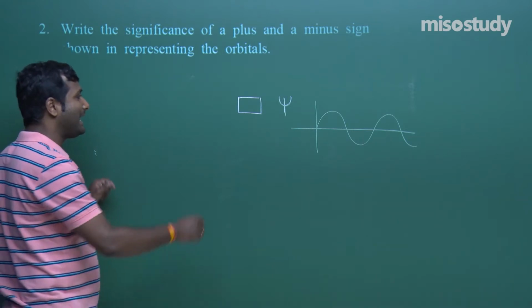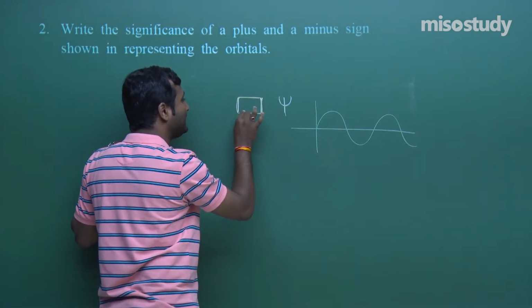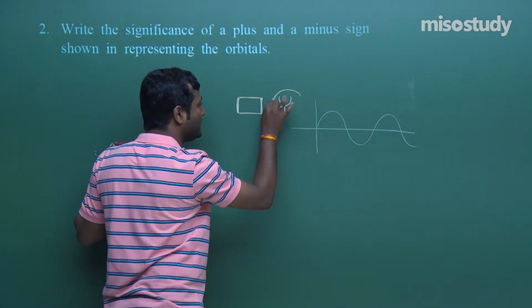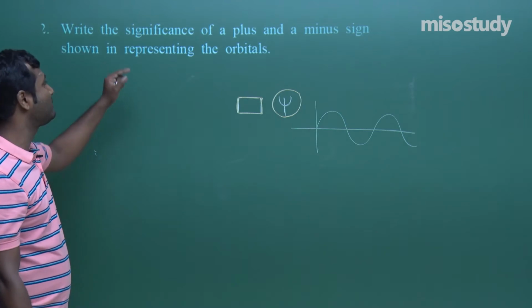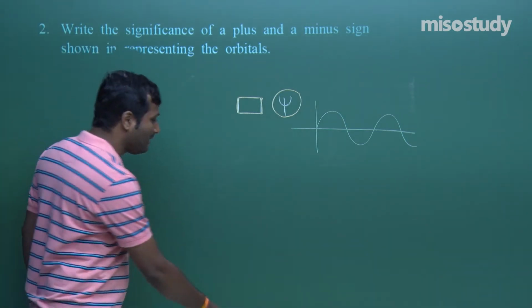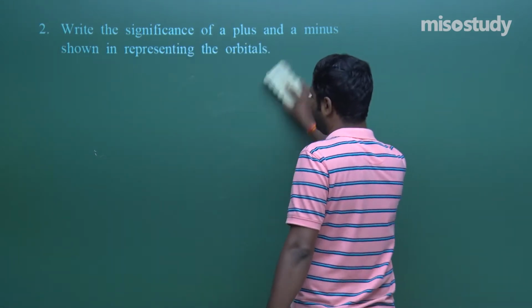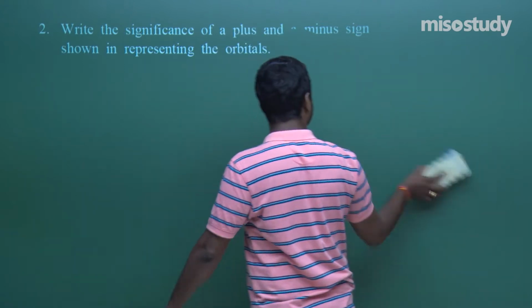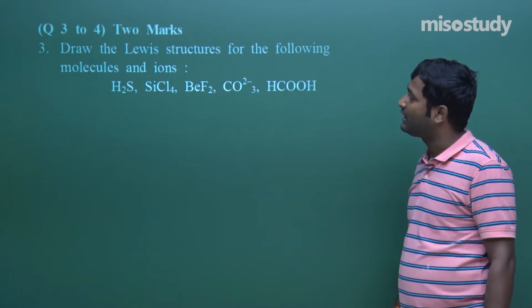What I am telling, as we know, an orbital is represented by a wave function. The positive sign shows that it is a positive wave function and the negative sign shows that it is a negative wave function. Clear to you? Now I am going to rub this part, my friend, and we'll discuss the next one. Wait for a moment. Clear? Now let's move to the third one.